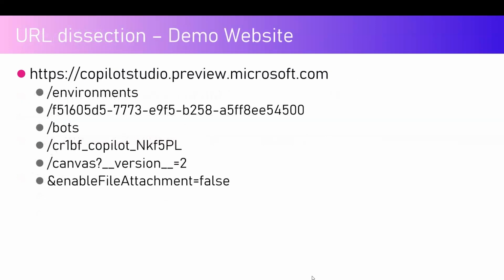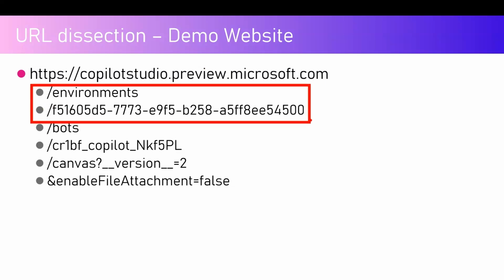Now, when you actually see the URL once it is published to the demo website, you will see that the URL is segregated. First is the domain name, https copilotstudio.preview.microsoft.com or copilotstudio.microsoft.com, and then there is a segregation from an environment perspective. So the URL will specify what environment this bot is hosted in. And then the next identifier is slash bot slash cr1b1 bf copilot.